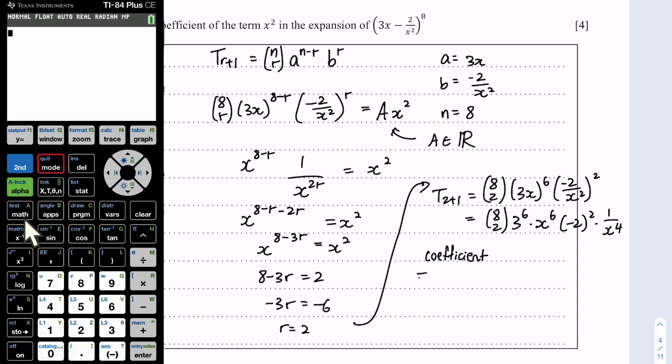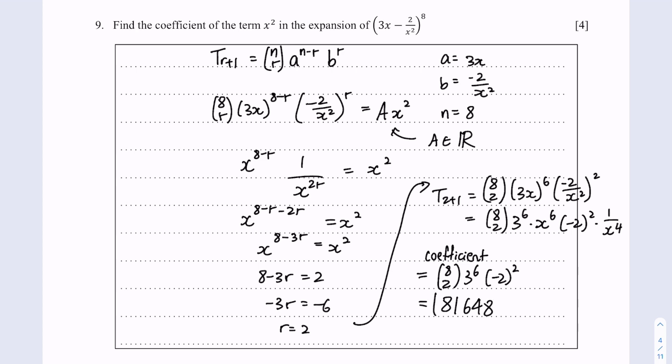Since I only need the coefficient values, really what I'm trying to calculate for the coefficient is this. So I need to plug this into my calculator. I need to plug 8 choose 2 times 3 to the power of 6 times minus 2 squared, or 4 in this case. So let's go ahead and do that. And my answer comes out to 81,648 is my coefficient.